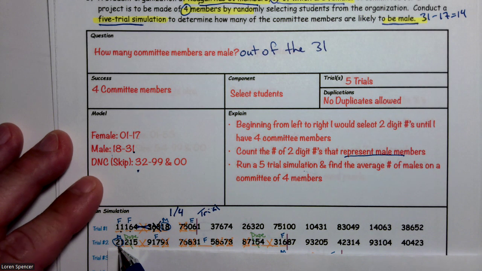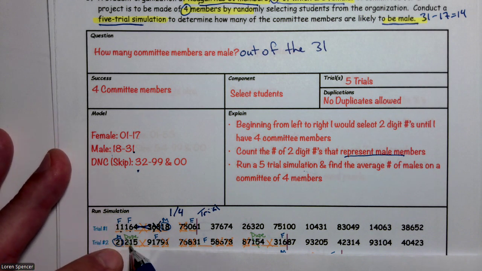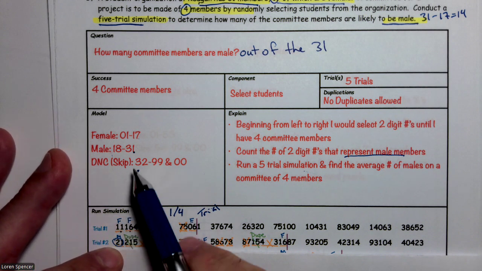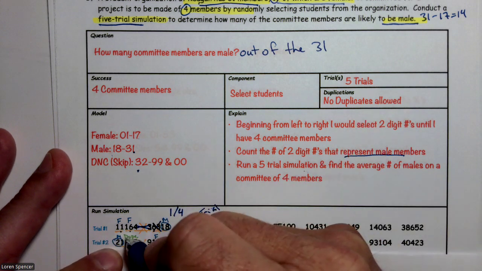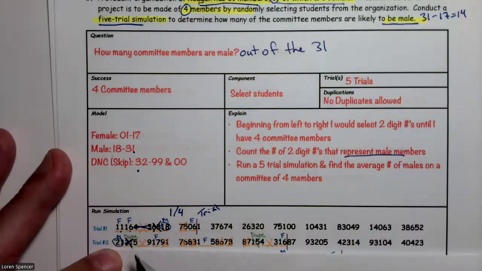First one is a male. The next one's a 21, but even though it's a male, because it's a duplicate and we said duplicates are not allowed, we can't count it. So we can't count that because it's a duplicate. 15, then the next number is 59.